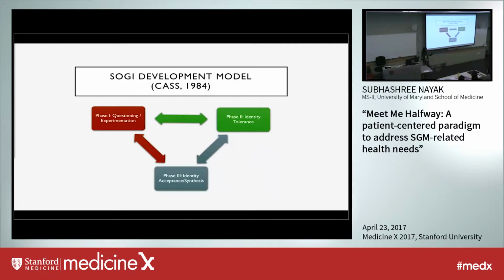The first phase is questioning and experimentation. The second is identity tolerance. And the third is identity acceptance and synthesis. And I put it in this cycle because people go forward and backward between these phases, and it's a very nonlinear path because that's exactly what journeys are.